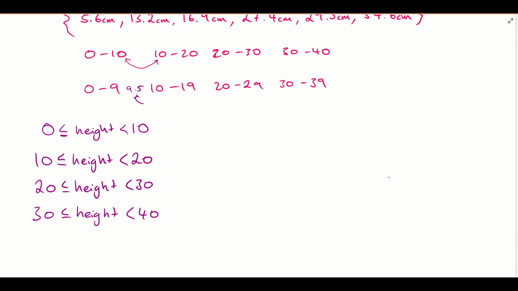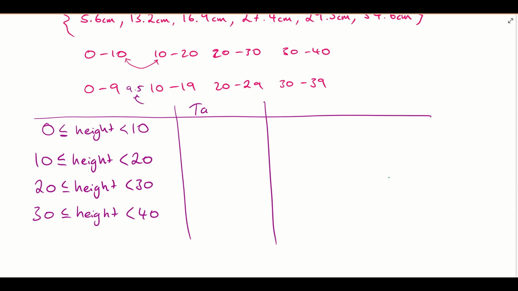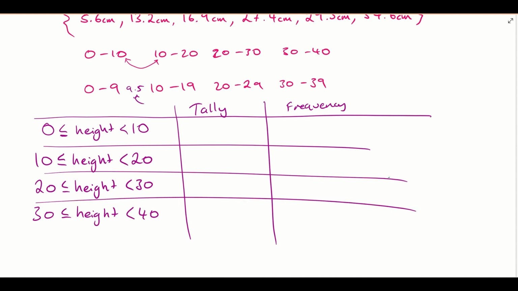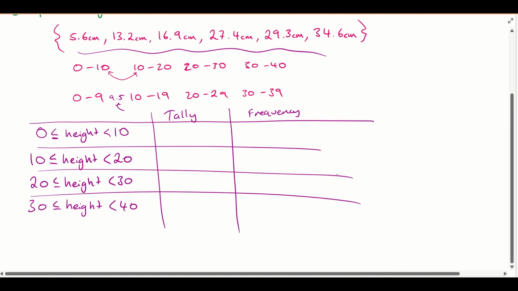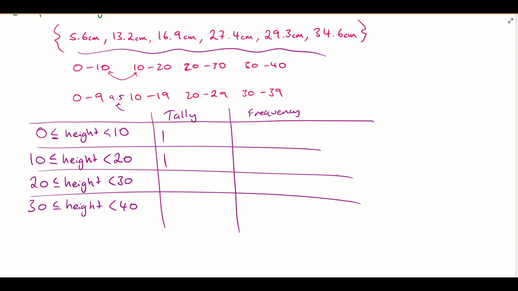So how can we organize this data? We're not going to plot it yet. We'll organize it into a tally and then a frequency. Setting up our table, let's have a look at our data set. 5.6 centimeters falls into the first interval. 13.2 falls between 10 and 20. 16.9 falls between 10 and 20. 27.4 falls between 20 and 30. 29.3 also falls between 20 and 30. 34.6 falls between 30 and 40.